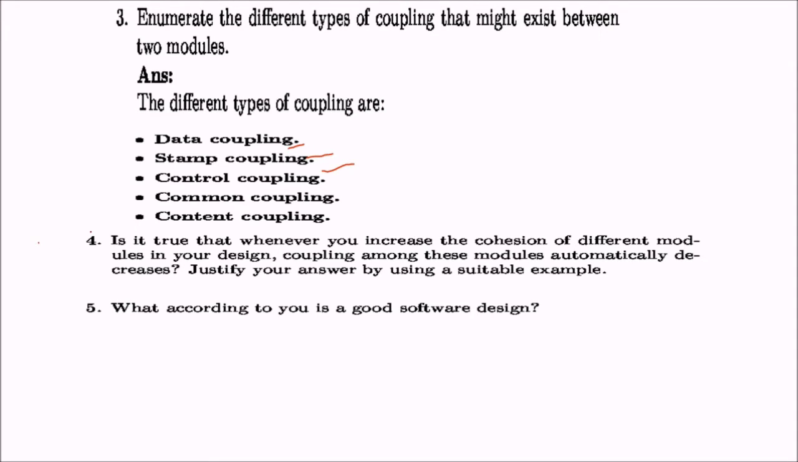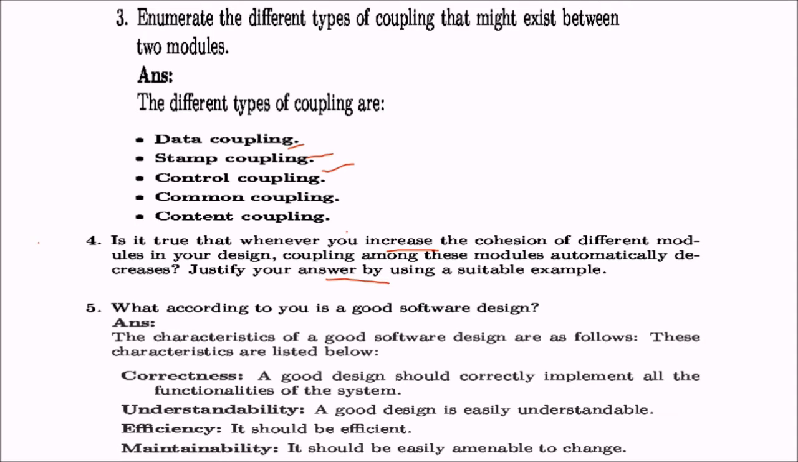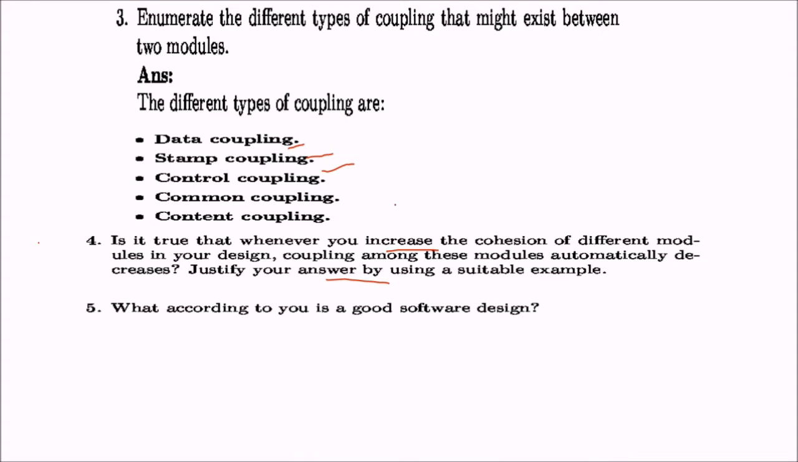Fourth is, is it true that whenever you increase the cohesion of different modules in your design, coupling among these modules automatically decreases? You need to justify your answer. Before going to this, let me answer, because the answer is not given in the solution manual provided by Dr. Rajib.